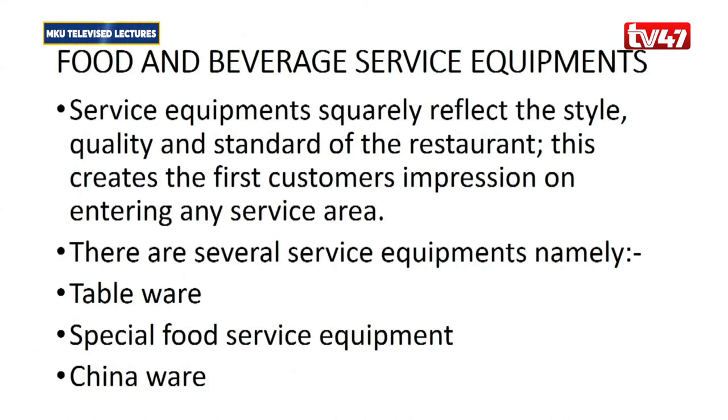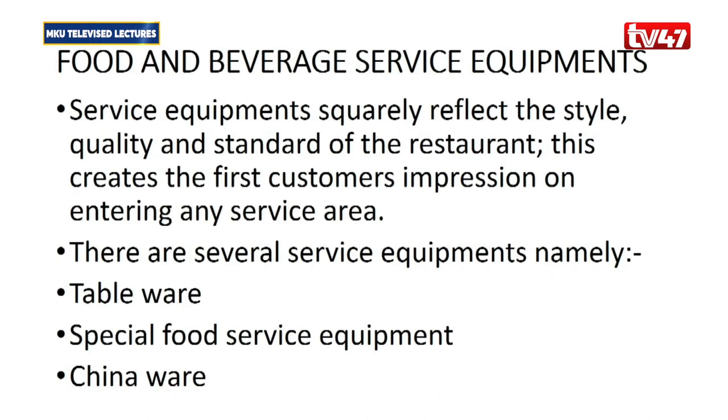Remember, food is normally served in a restaurant. That is the area that is designed for consumption of food. So when you are selecting the equipment, you must note that if the impressions of the equipment are not looked at, then it might affect the appetite of the person going to consume the food. So we have several service equipment. One of them is what is called tableware. We are going to look at it later.